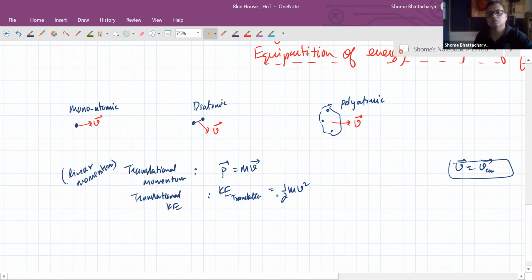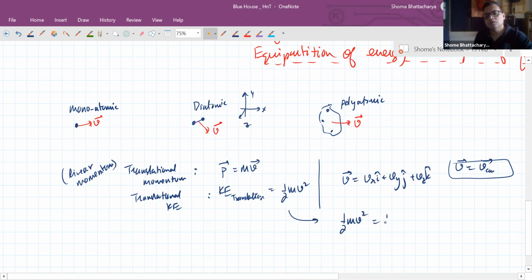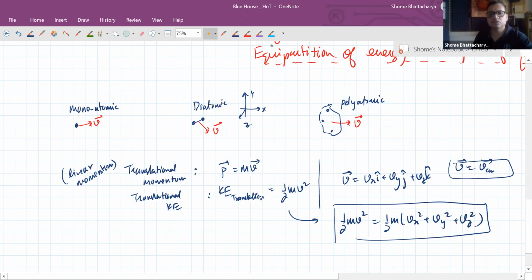Now in this, if we take a system of axes, x, y, and z axis, we can divide the velocity of the center of mass into three components: vx i cap plus vy j cap plus vz k cap. So thereby you can see that the kinetic energy of a molecule is distributed over three translational degrees of freedom: motion along the x-axis, motion along the y-axis, and motion along the z-axis.